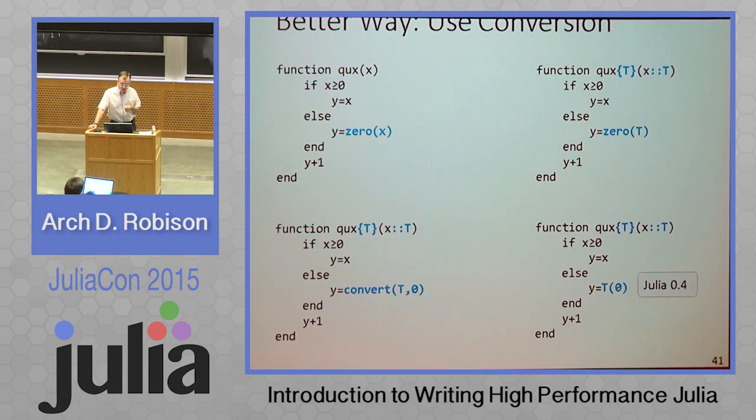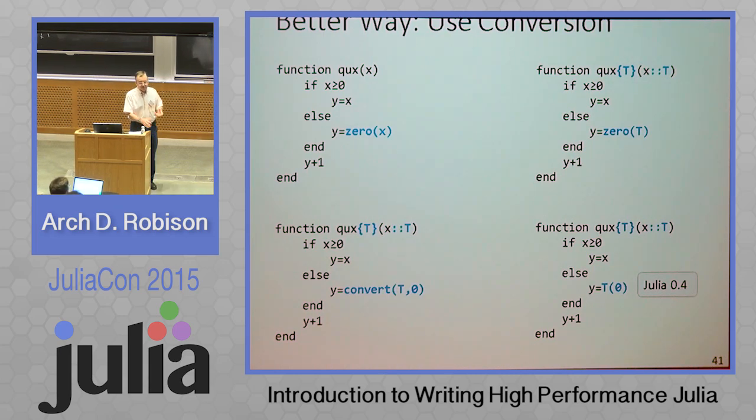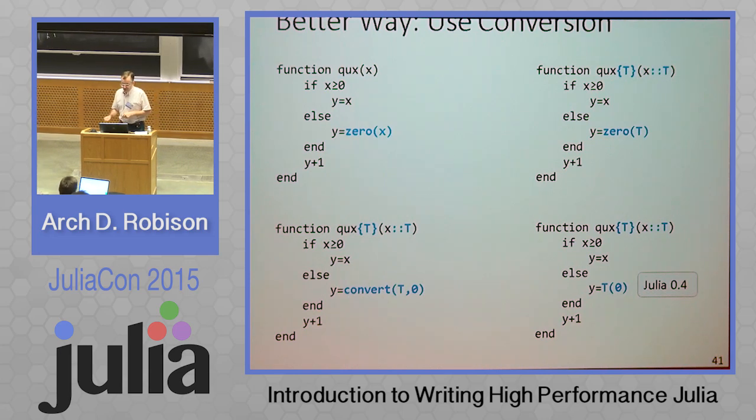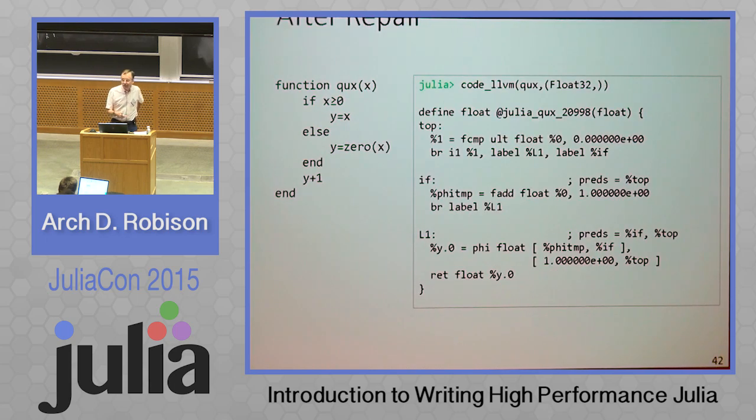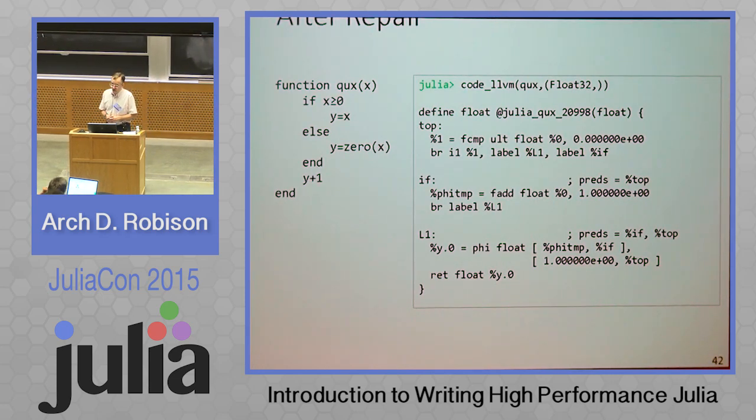And then in Julia 0.4, I think the preferred means in that release is you use what looks like a type constructor. It's a function call with the type name as the name of the function. And you call it on 0, and it gives you the 0 of the right type. So after repairing this function, now if I invoke it on a float and I look at code LLVM, I get very reasonable looking code. All those red flags about PGC stack and generic dispatch and the boxing disappear.